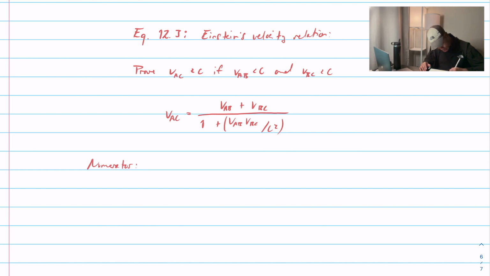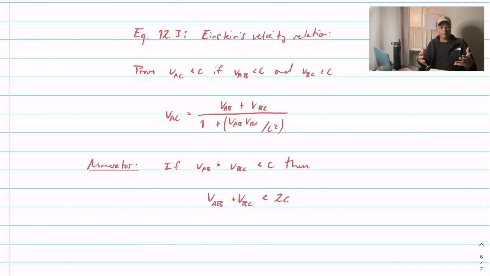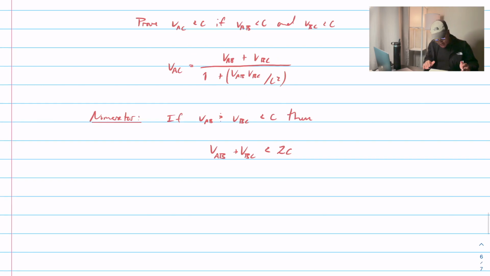Let's set some bounds on the relation here. So if V_AB and V_BC are each less than c, then V_AB plus V_BC must be less than 2c. Because at maximum, and this is something that can't be reached, both terms would be equal to c. And since they're strictly less than c, the sum must be less than the maximum value. So we have that written out.